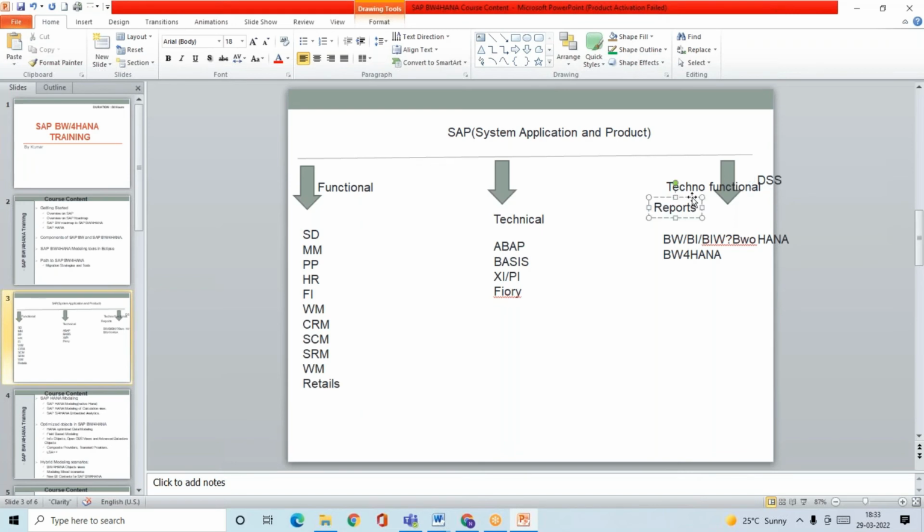Okay, fine. So based on the report, the management people will do the analysis, and based on the analysis, they take the decisions. That's the reason why it is known as DSS system. Fine. So can't we generate the reports in your functional system? Yes, we can also generate the reports in your functional system, but this works on the OLTP concept, online transaction processing system.